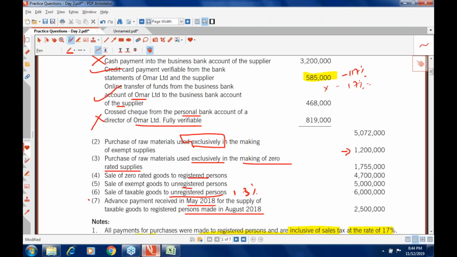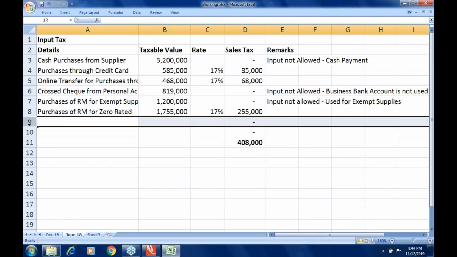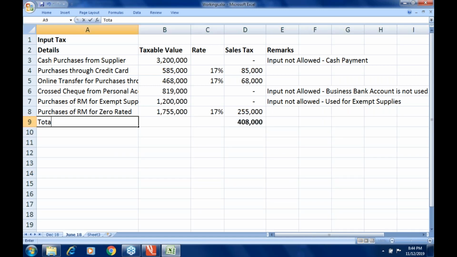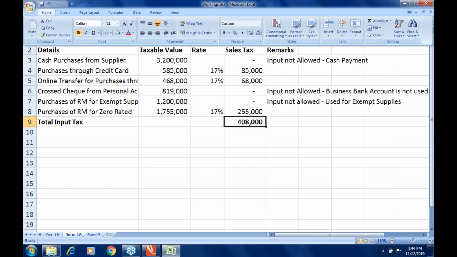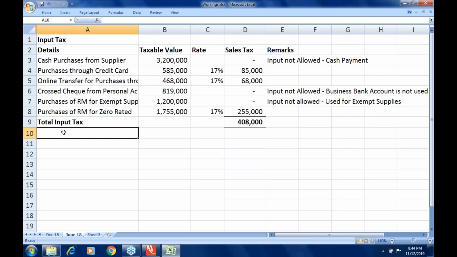The next situation is, okay, we are done with all the purchases. So resultingly, what is the total amount of input tax? The total amount of input tax is going to be 408,000. So that's the total input tax. Now, let's move a bit forward. Let's talk further. So we've got total input tax. That is what we have got.